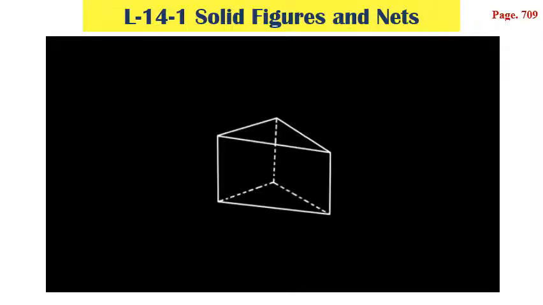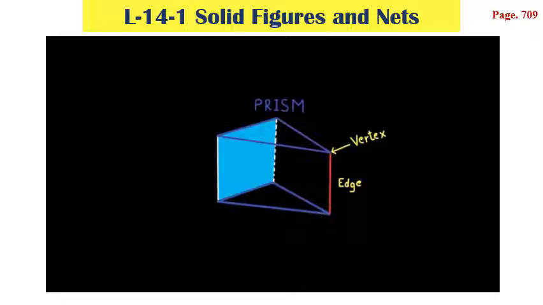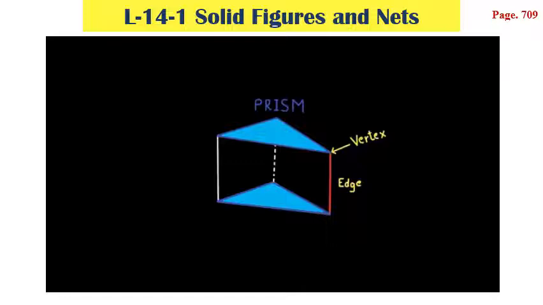Let's take a closer look at one of them. The line where two faces intersect is called an edge, and the point where several edges meet is called a vertex. We can also classify this polyhedron as a prism because its two bases are the same shape, same size, and parallel, and because its other faces are polygons. Since the shape of this prism's bases are triangles, it is called a triangular prism.